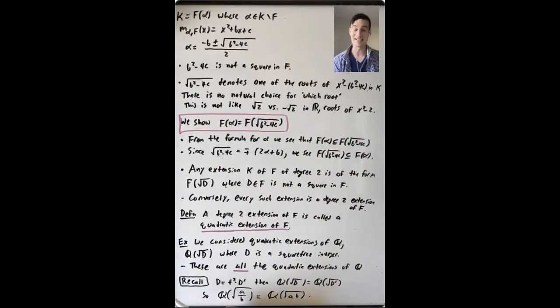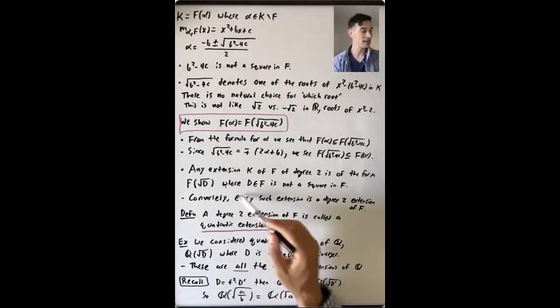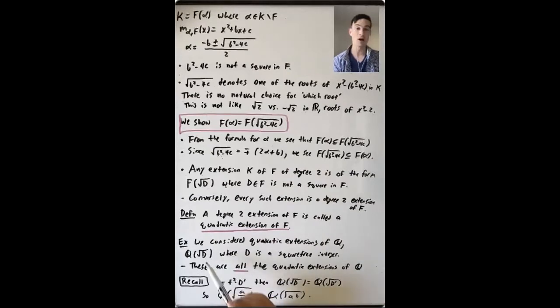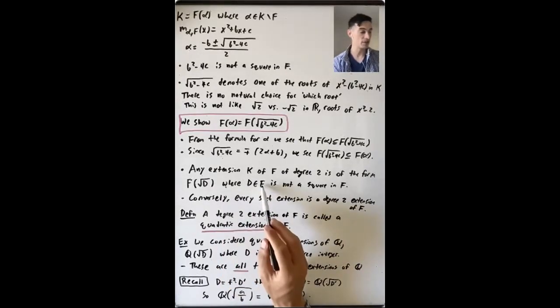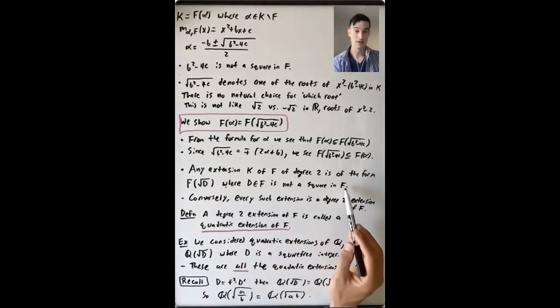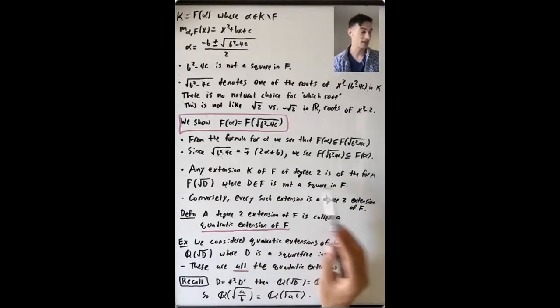So we already did an example of this. Early on in our discussion of rings, we considered quadratic extensions of Q. These fields, Q adjoin square root of D, where D is a square-free integer. And what we're seeing is that, in fact, these are all of the quadratic extensions of the field Q. There's something to think about here, because here I said that D is a square-free integer. And here I'm saying that D is an element of your field F that's not a square in F. And being square-free is not the same as not being a square.